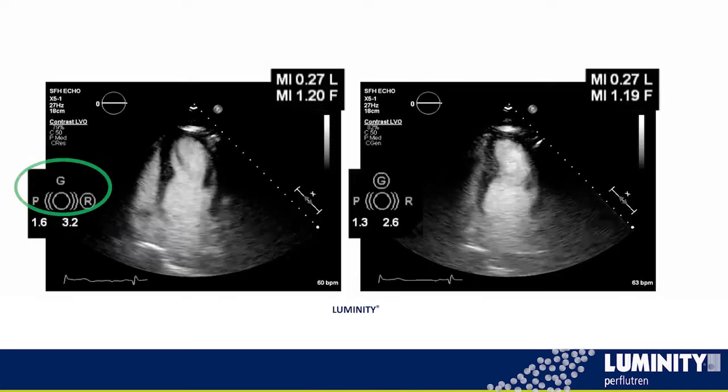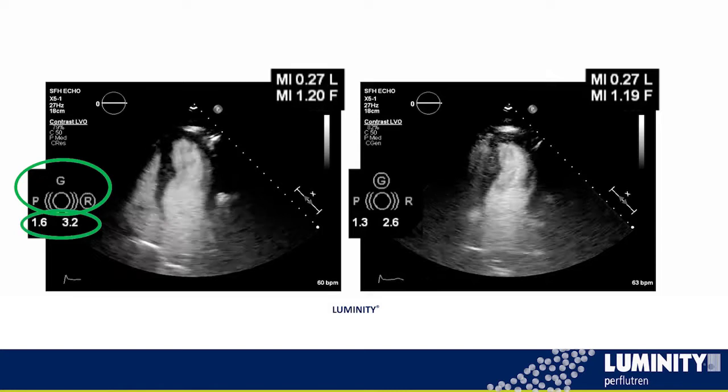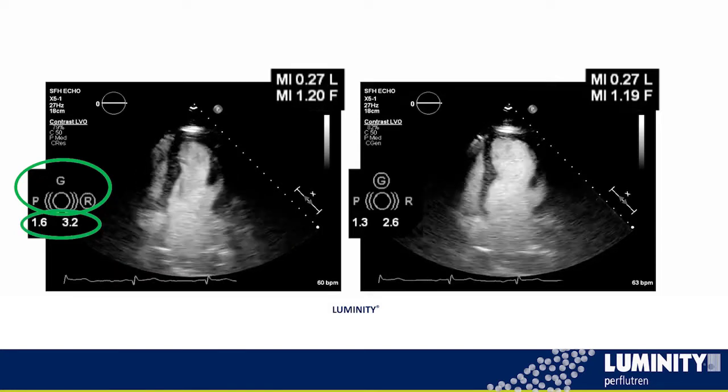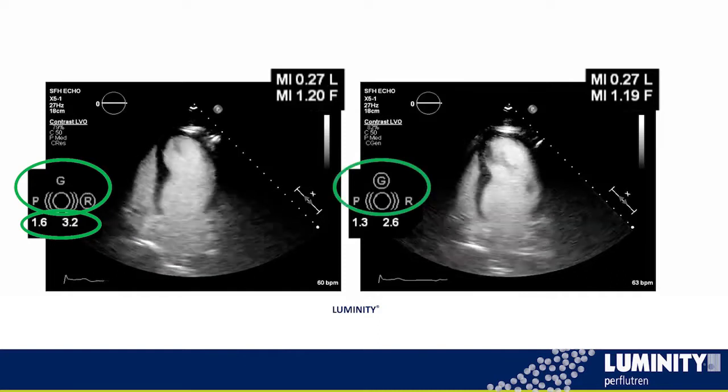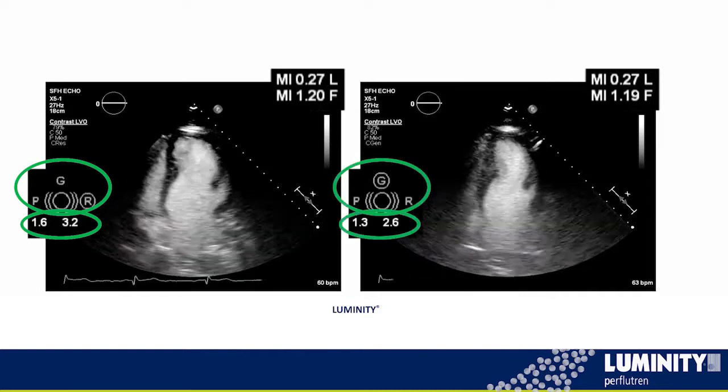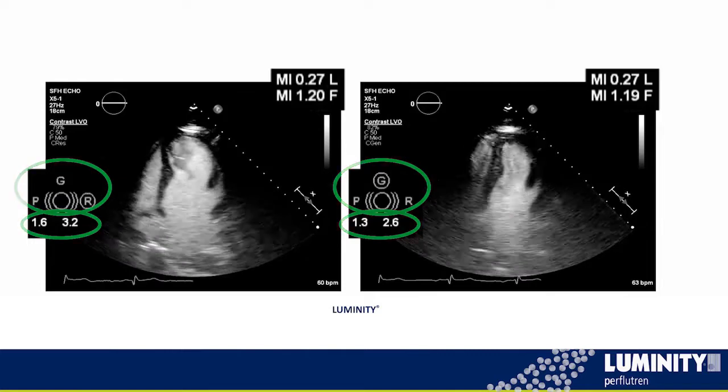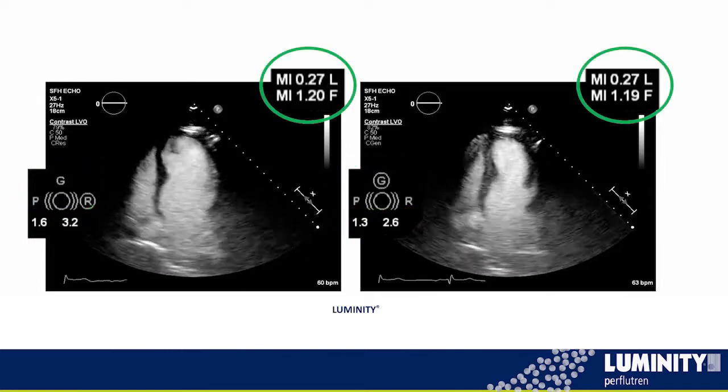Here we show an example. Notice when on res here, the send and receive signals are double, right? We see 1.6 and 3.2. Now when I go to Gen, it's 1.3, 2.6. So I'm actually on harmonics. You notice the MI is also 0.27.